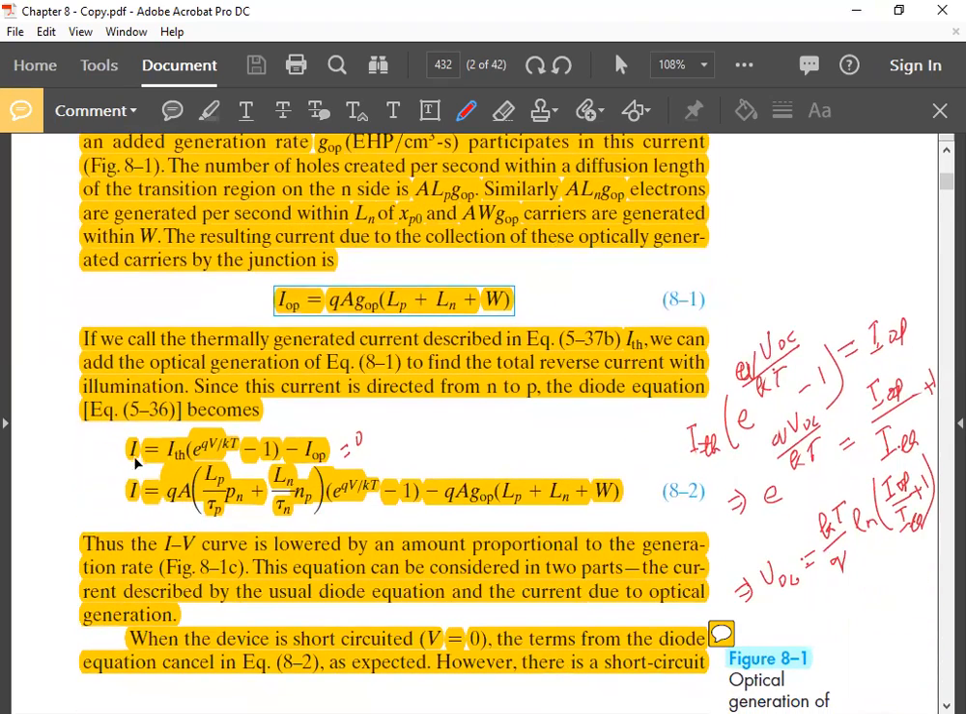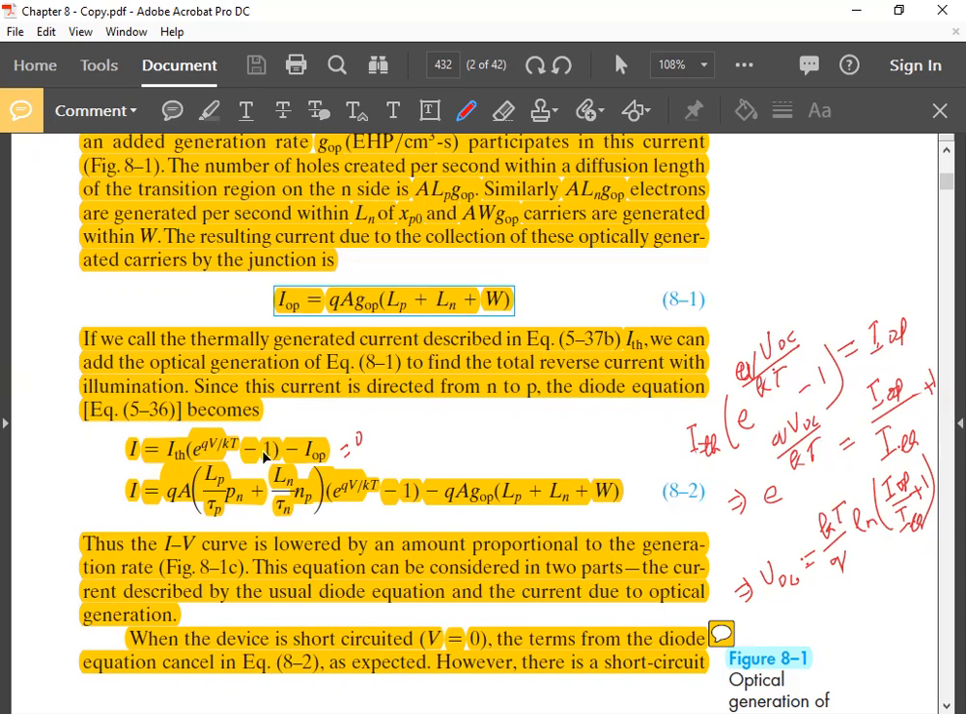In this equation, I thermal is actually I0. So this is the diffusion component, which is from P to N. Here we have assumed that the voltage is forward voltage. This is the diffusion component, and this is the drift component. So the diffusion component flows from P to N, and the drift component flows from N to P. That's why this is minus, reverse direction, right? So this I is forward current from P to N.